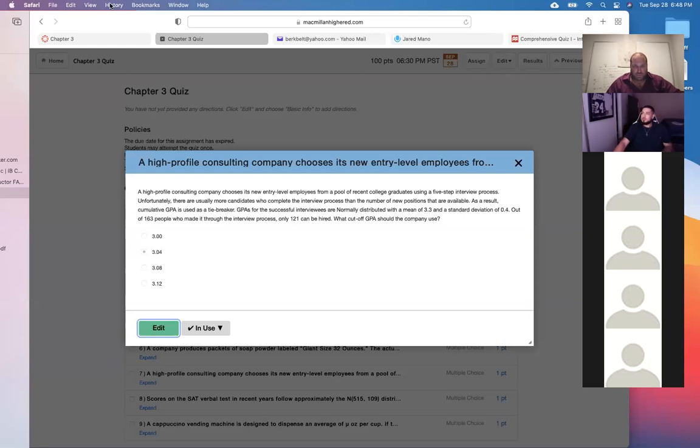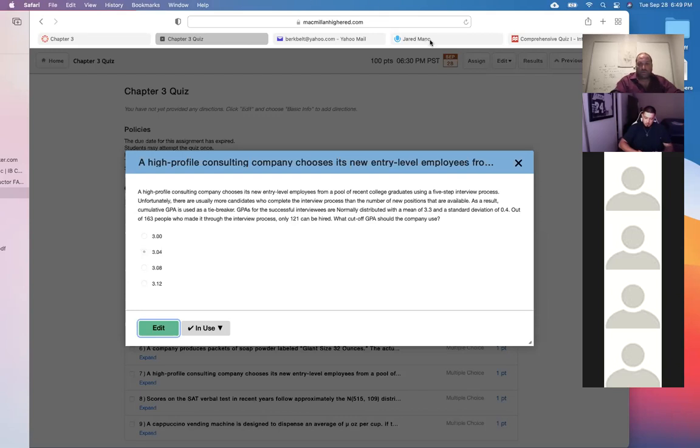Now, out of 163 people who made it through the interview process, only 121 can be hired. What cutoff GPA should the company use? So 121 hired out of 163 people. And the options are A, 3.00, B, 3.04, C, 3.08, and D, 3.12.